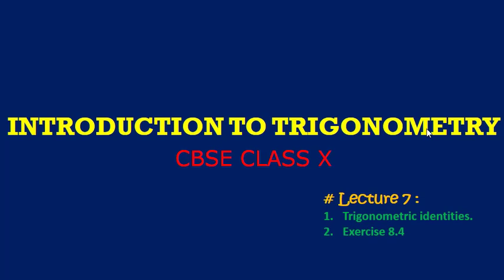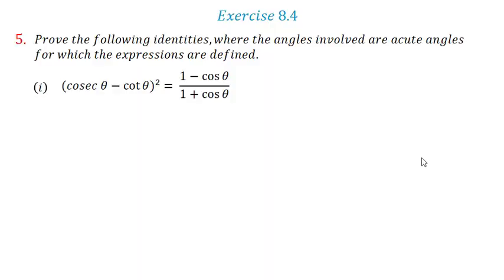One is sin square theta plus cos square theta equal to 1. Second is 1 plus tan square theta equals sec square theta, and third is 1 plus cot square theta equal to cosec square theta. Now let us see the problems.